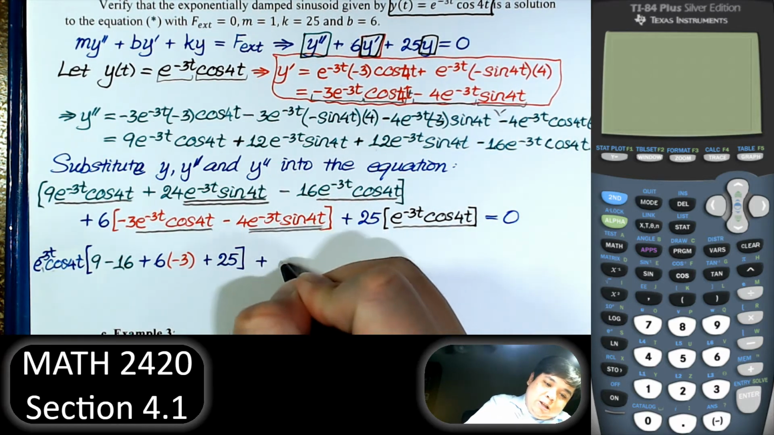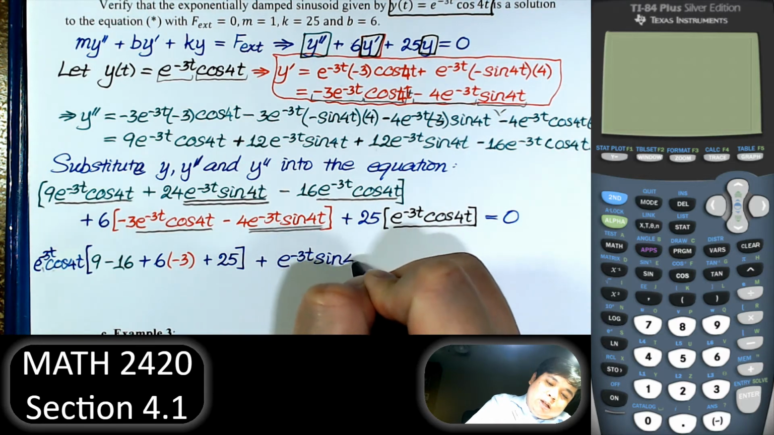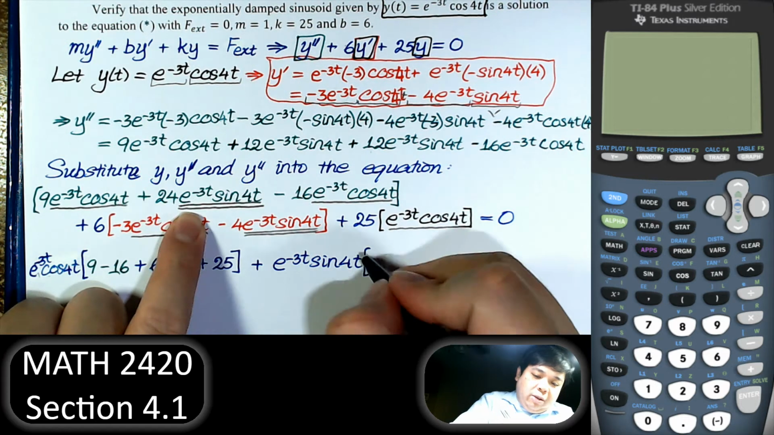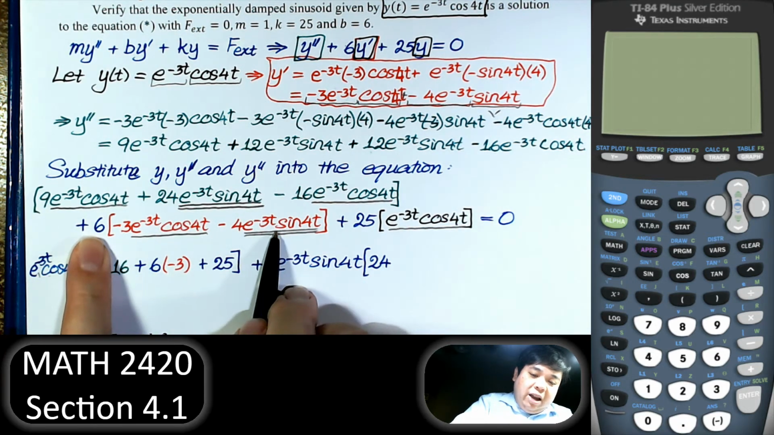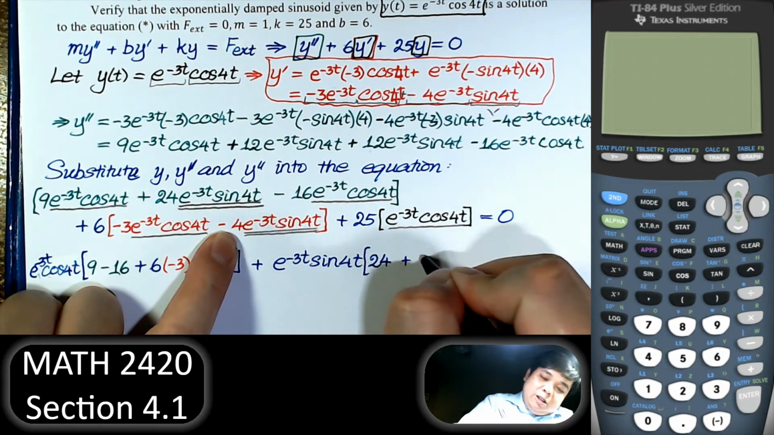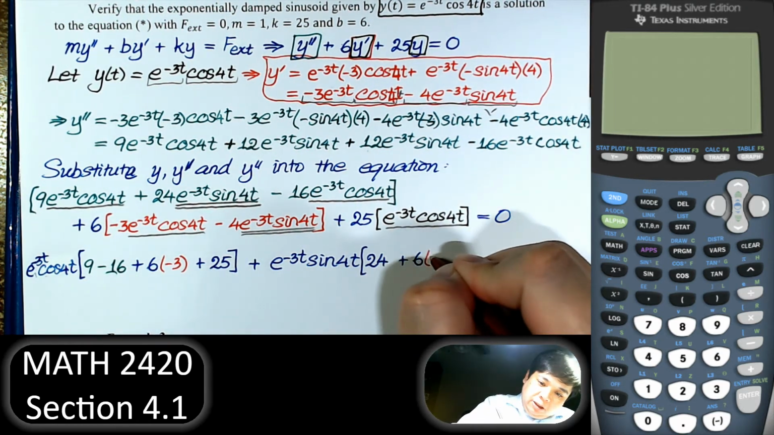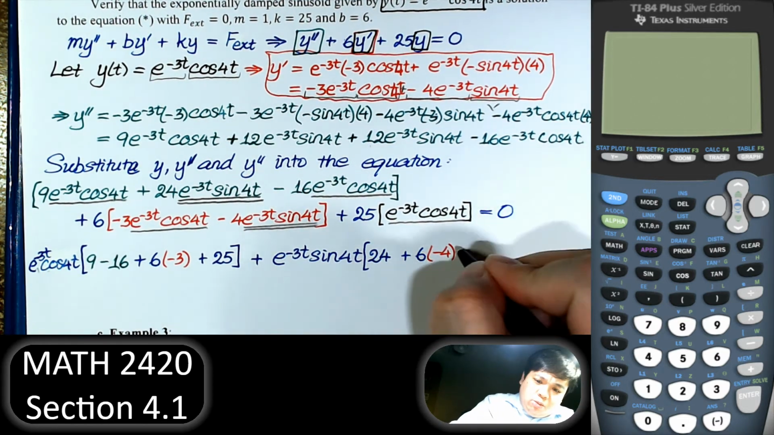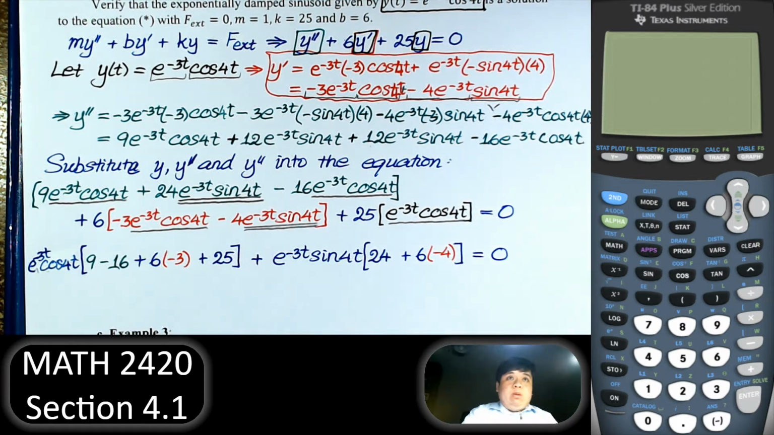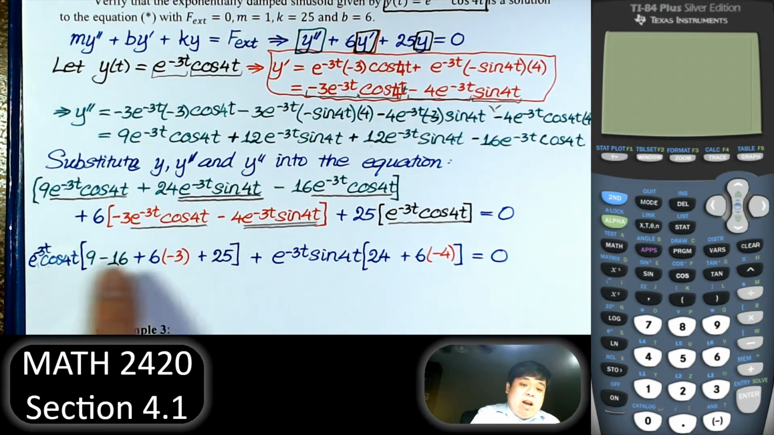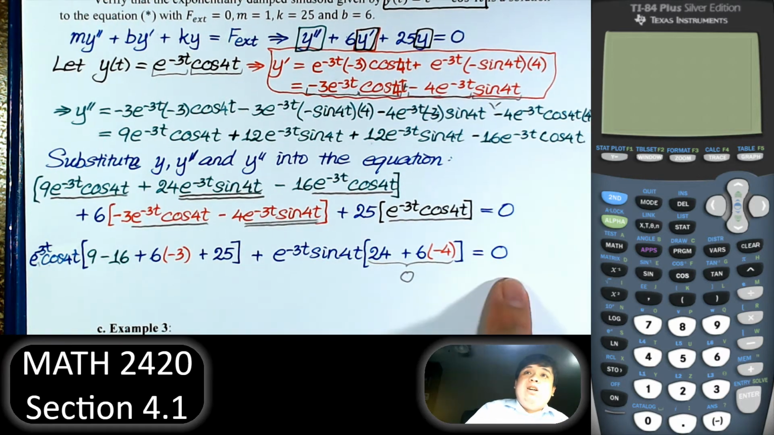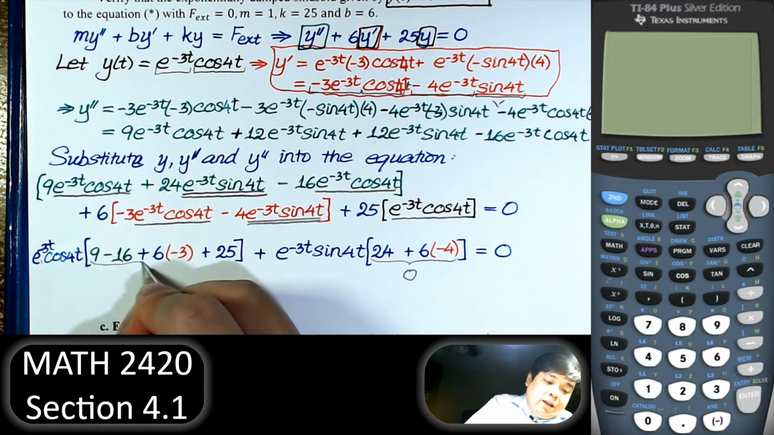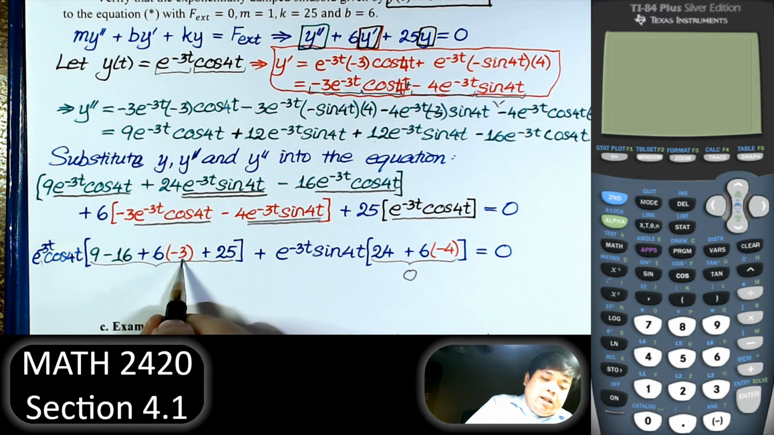Now how about the other terms? e to negative 3t sine 4t. We have 24, and then this term has that as well, 6 times negative 4. Yeah. So get used to doing things like this, because later on this will save you a lot of trouble. Multiply them out, combine like terms, it's the same thing. But just recognize how many different terms we have, factor it out, and then just combine the numbers. So what we see here, of course, 24 minus 24, that's 0. So 0 times anything is still 0. Now what we have here is 9 and 25, and then 16 and 18.